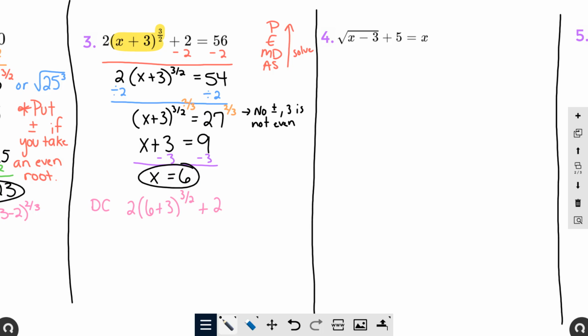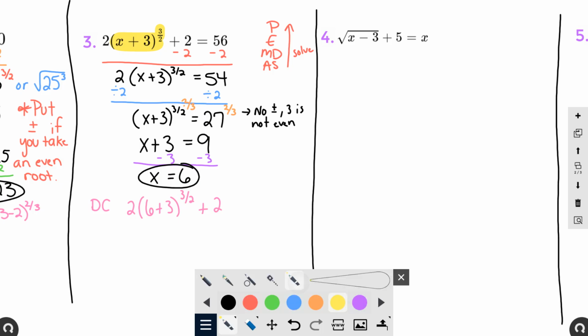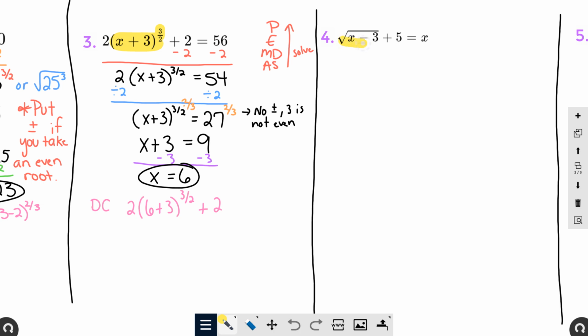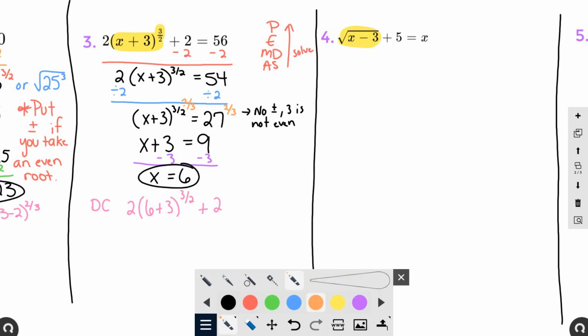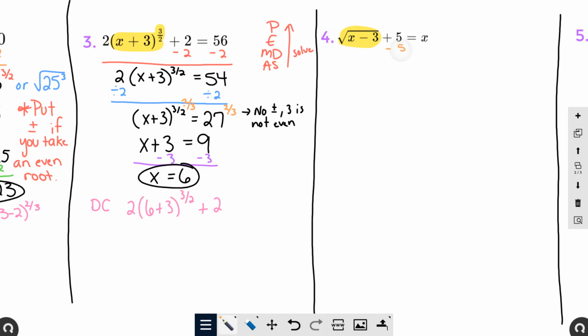Okay, so what's our first step? Yeah, you're going to -5. You're exactly right. We've got to get this root alone, and we're going to -5 on both sides. So it's going to look slightly different. This side we have our square root of x minus 3, but on the right side, what is that going to look like? x minus 5.